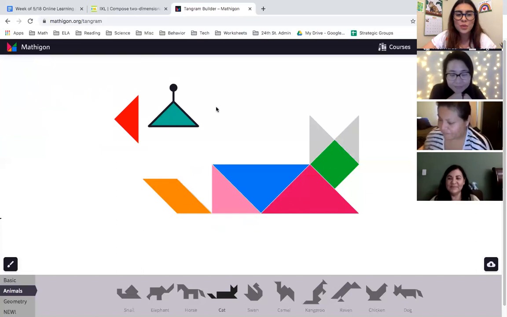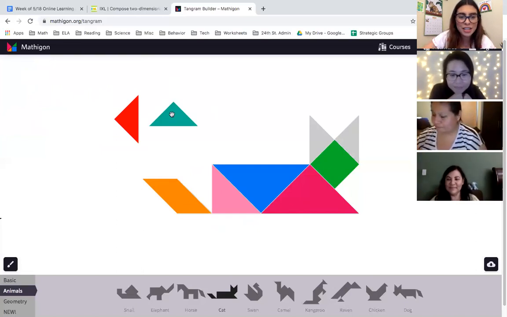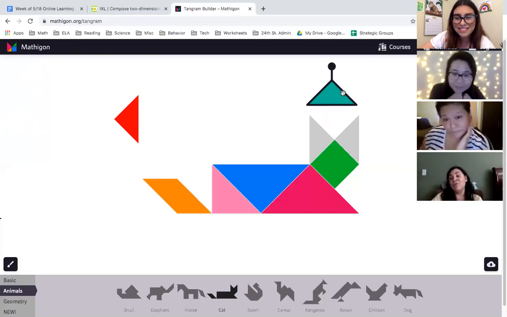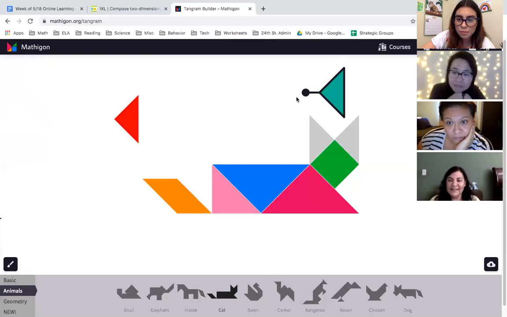Miss Hernandez, where should our teal triangle go? Well, I know you're thinking it's a cat, but to me, I'm looking at it more like as if it were a fox. I would turn that teal to be one of the ears. Okay, so we can move it. It looked like it was 90 degrees. Perfect. It does look like a fox, huh?